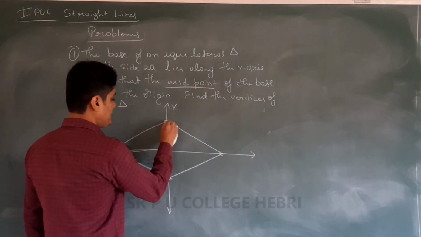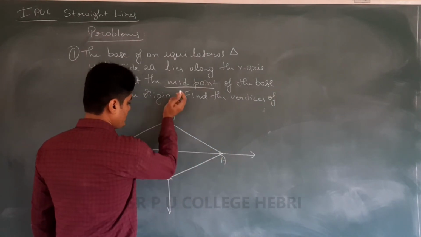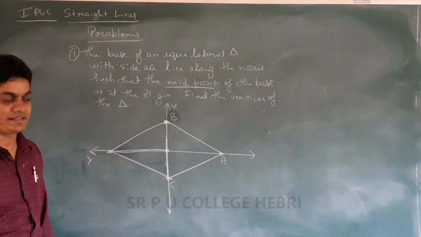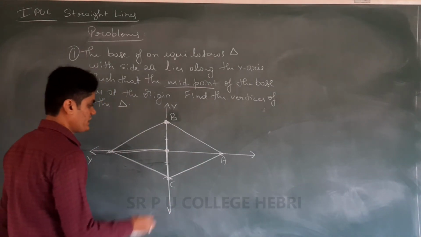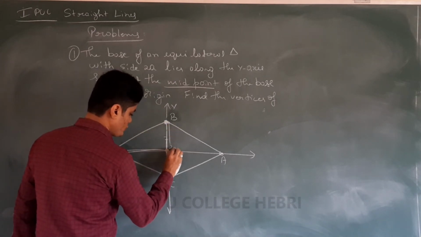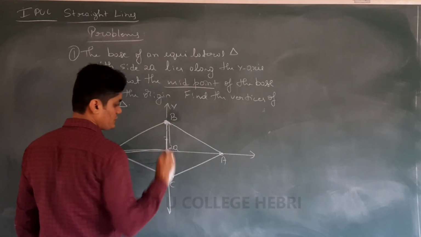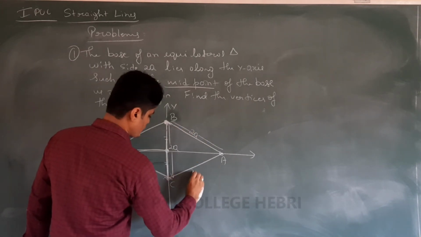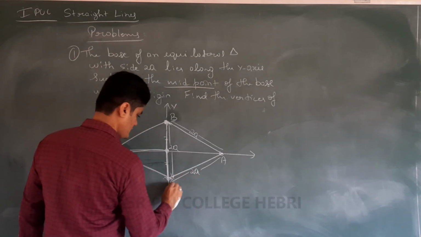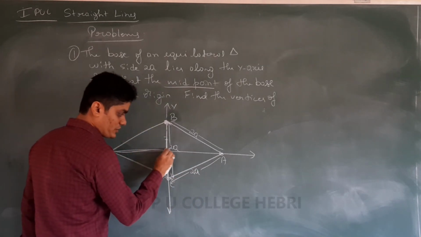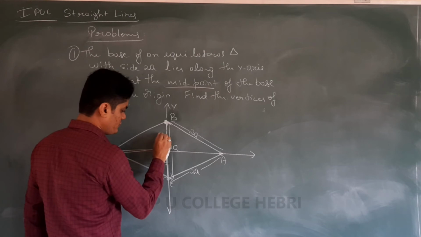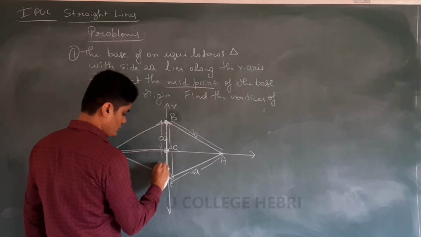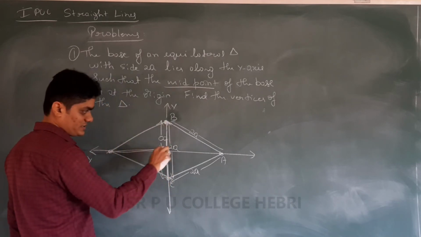Okay, so I'll name this as A, this is B, this is C. So we have to find the coordinates of A, B, C. Now what is the given information? This distance is 2a. Since it is an equilateral triangle, all the distances are 2a only. Now the origin is the midpoint. So this distance should be a, because the whole distance is 2a and the origin is the midpoint, so this distance must be a.